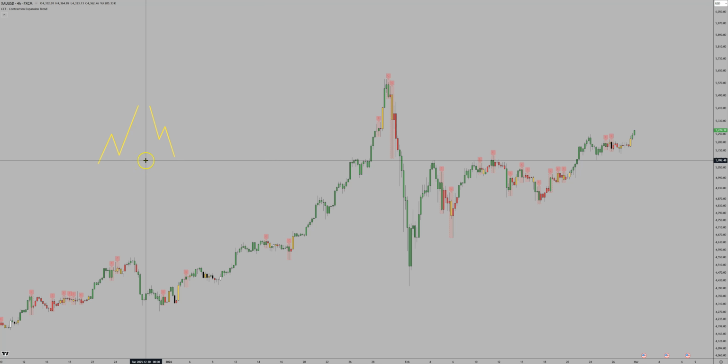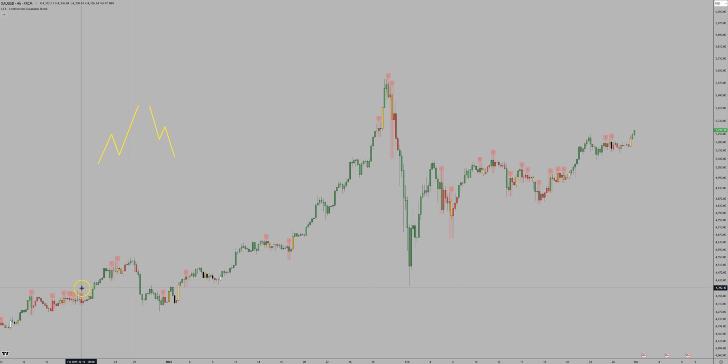Then it will most likely consolidate a lot more. But then if you go to like 4 hours, like this is, then you will see it much clearer. So if you see a tight consolidation, like here, change to a higher time frame, because you need to have a clear picture of what's going on actually.